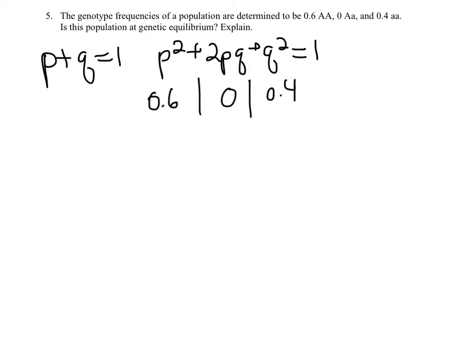If you want to see the long way of working this, the really technical way, I'll do that now. All right, so I'm going to say that the population is 100. It doesn't tell me that, but it doesn't matter. I can just make it up. That's just going to allow me to see how many organisms are of each of these genotypes.